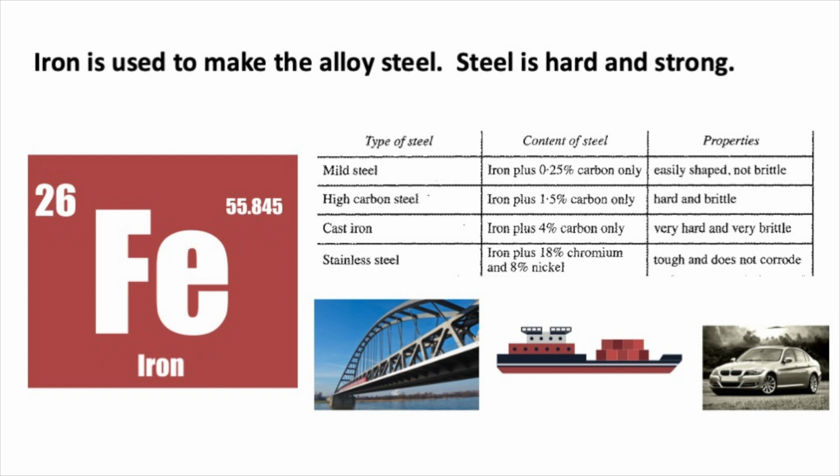For example, there's mild steel, which is iron plus around about 0.25% carbon, and that's easily shaped and not very brittle. And there's high carbon steel, which has a higher percentage of carbon, which is hard and brittle. And then we have things like cast iron and stainless steel, where we have other metals such as chromium and nickel, and that's tough and doesn't rust, it doesn't corrode. Now, steel is used in making bridges, cars, ships, and household appliances such as washing machines, cookers, etc.